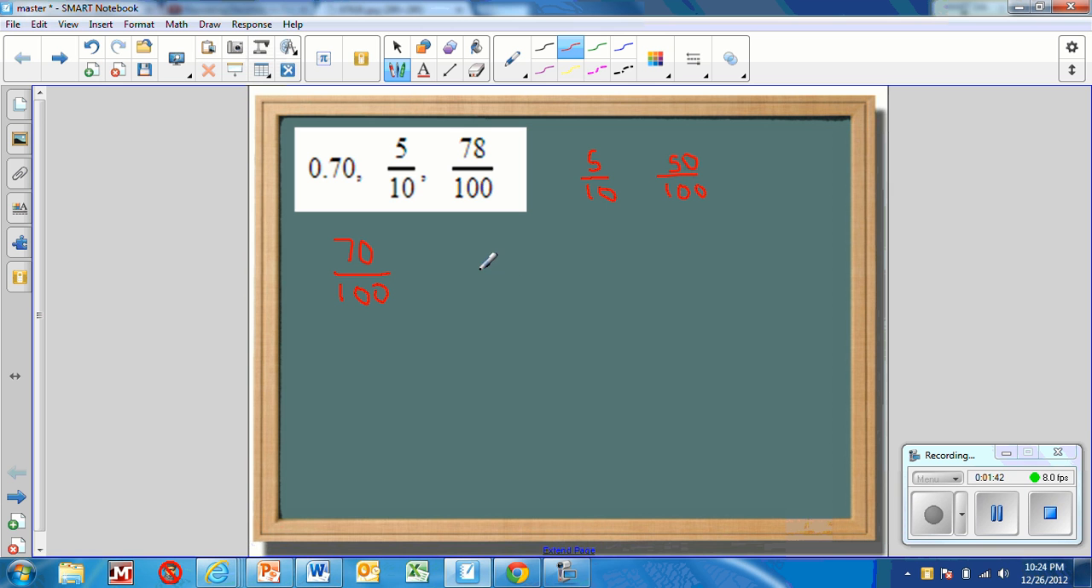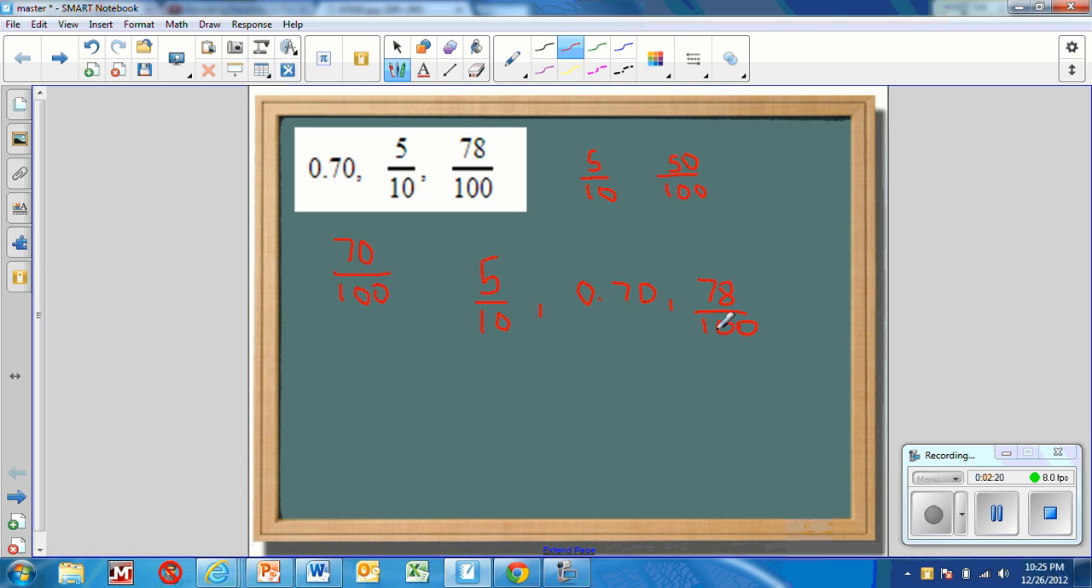Now I can easily order these. My smallest is 5/10. So I'm going to write 5/10. And you have to write your original numbers when you order them. I'm going to put a comma there. My next number is 0 and 70 hundredths, 0.70. And really I don't need to show this other 0, but I'm going to put it in there. Put a comma, and then my last number is 78 hundredths. So I have 78, draw my fraction bar, over 100. And there I've ordered those from smallest to the largest.